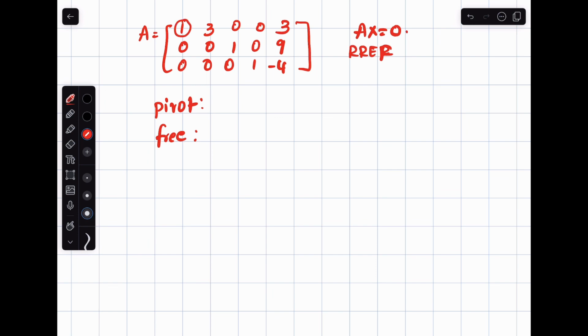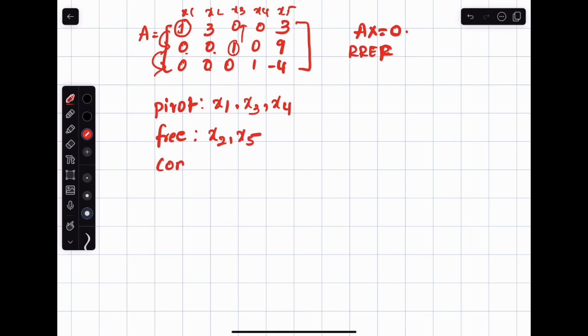So how do we find the pivot points? We already know x1 is the starting non-zero element, so x1 comes under pivot. Let me write the numbers x1 x2 x3 x4 x5, then it will be easy. Then we move to the second row. The first element is 0, the second element is 0, the third element is 1, which is x3, so x3 comes under pivot. Then going to the third row, x1, x2, x3 are all 0, therefore x4 comes under pivot. The remaining two, x2 and x5, come under free variables.